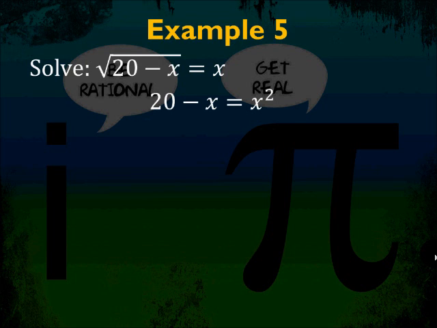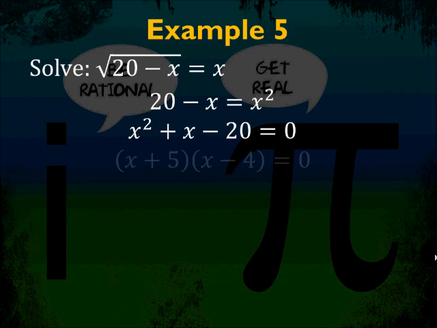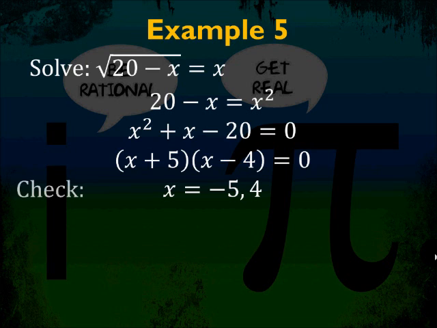So you're going to have to factor a little bit. You get x squared plus x minus 20 equals 0. You can factor that as x plus 5, x minus 4 equals 0. So x is either negative 5 or 4. Don't forget you now have to check your answers for extraneous roots.